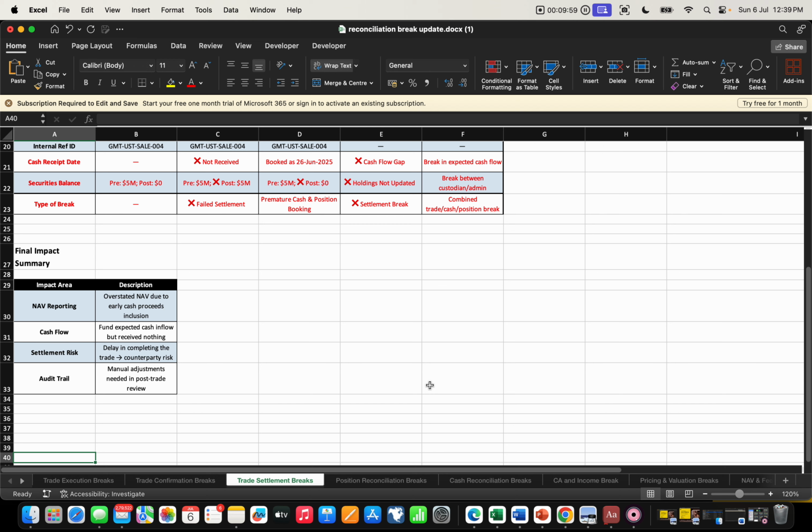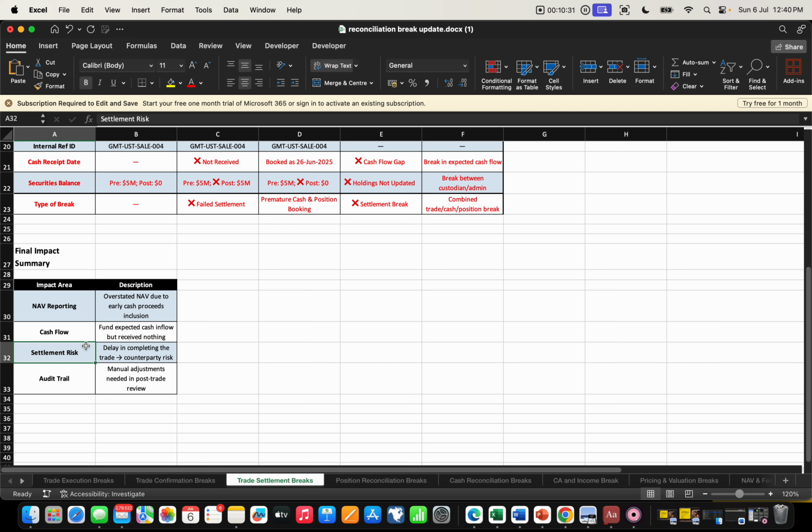So what is the final impact of this settlement failure? It is impacting NAV reporting directly. NAV is overstated due to the early cash inclusion, so it will overstate your NAV. It will also impact the cash flow. The fund expected cash inflow but received nothing. The fund is expecting an inflow but is not receiving it, so the cash inflow gets impacted due to this.